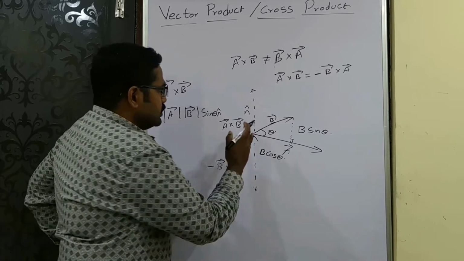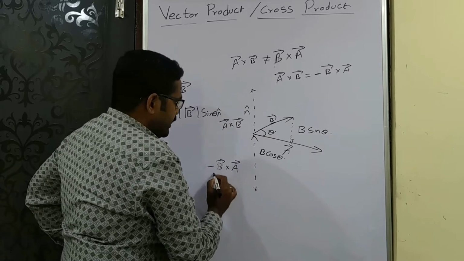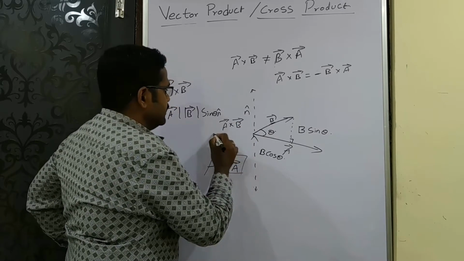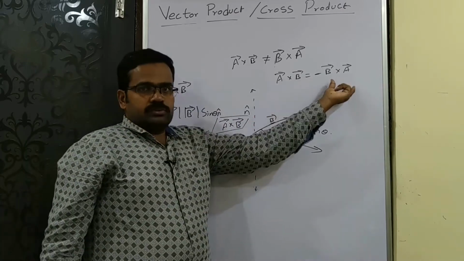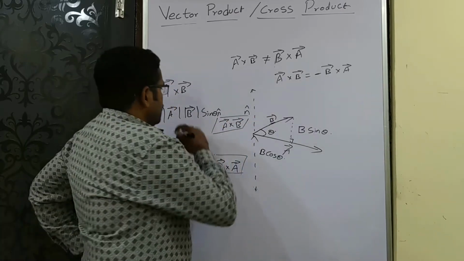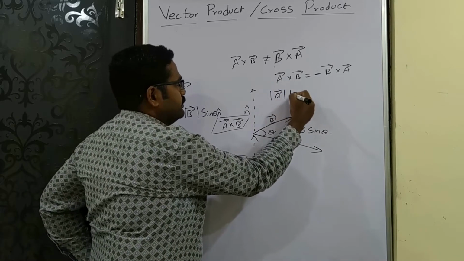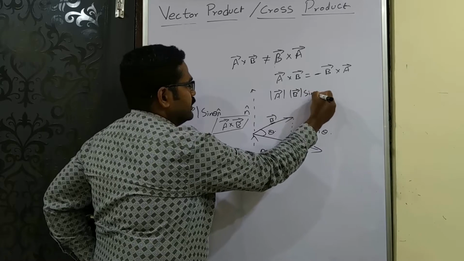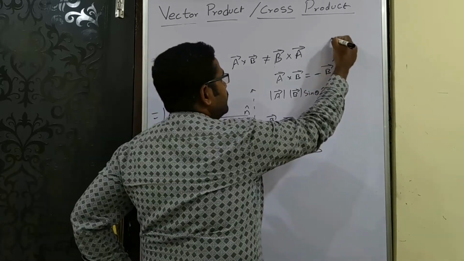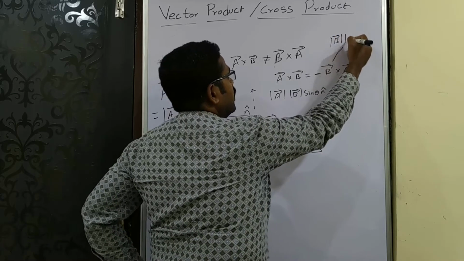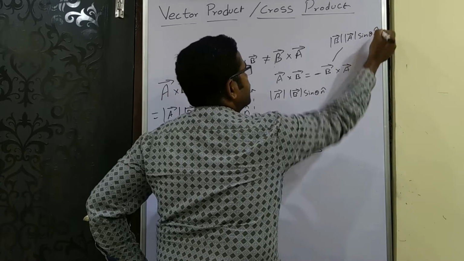So the direction of vector B into A with negative symbol is equal to the direction of A into B. So this is equal to this. How? See, vector A cross vector B is mod of A, mod of B, sin theta, n cap. And similarly, vector B into vector A will be mod of B, mod of A, sin theta, n1 cap. I will call this n1 cap.